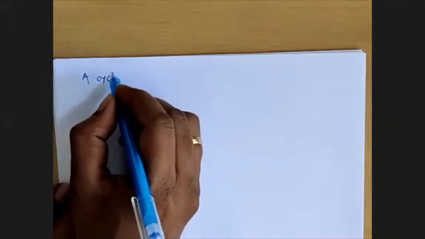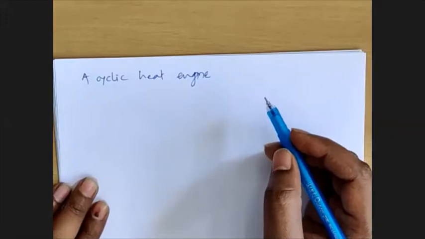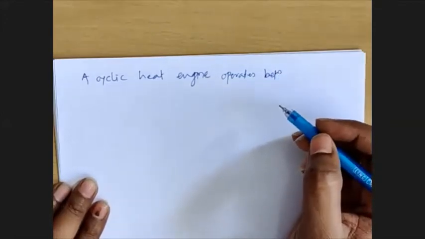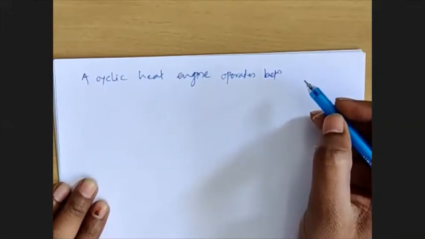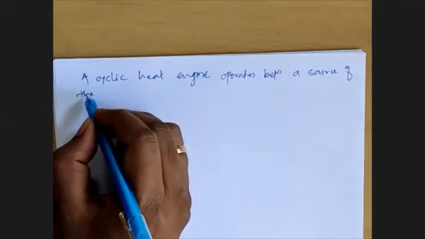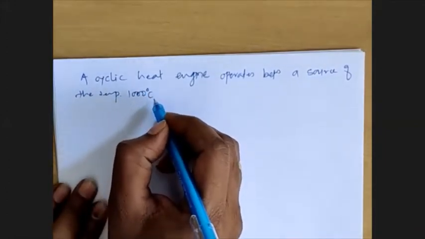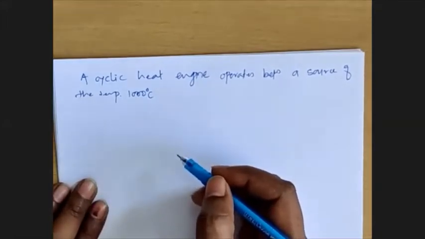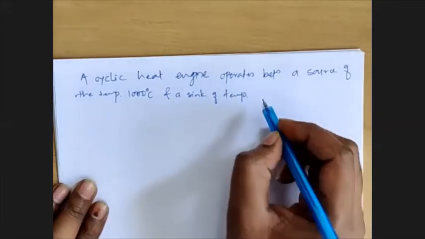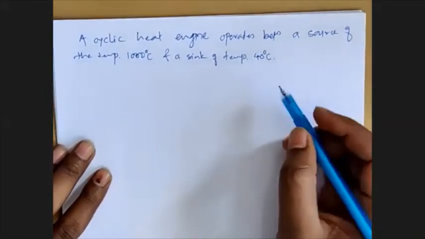A cyclic heat engine operates between a source of temperature 1000 degrees Celsius and a sink of temperature 40 degrees Celsius. Full stop.